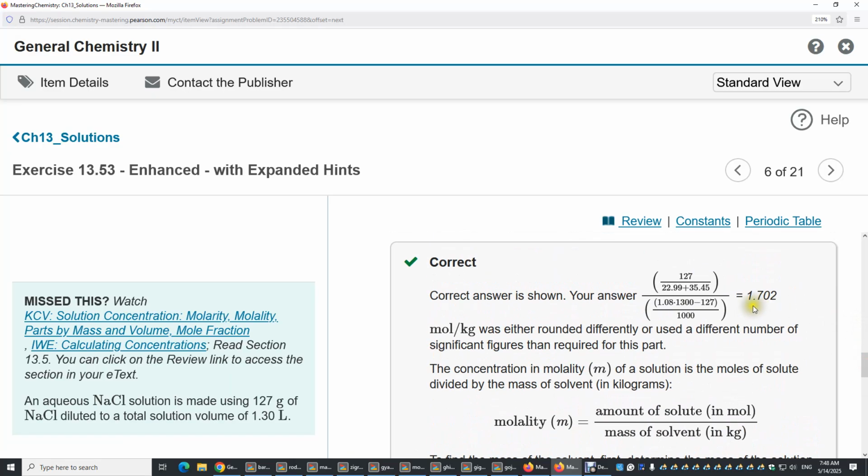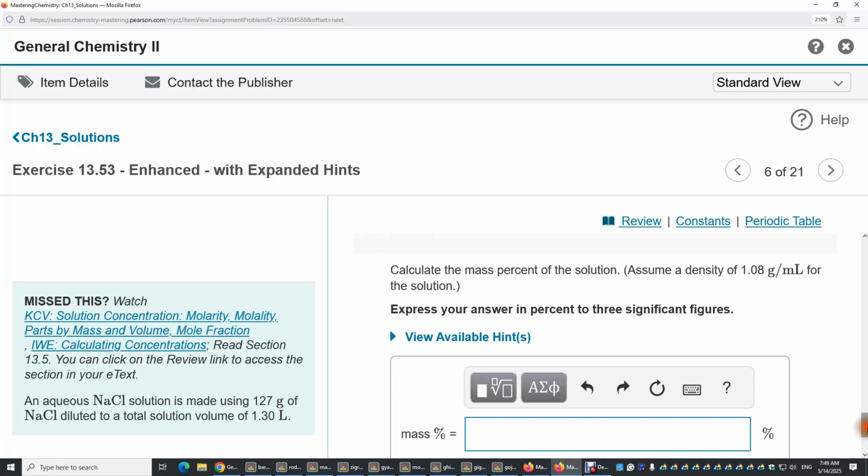You can see the molality is fairly close to molarity. This is just because when you have an aqueous solution, usually if you have 1 liter aqueous solution, it contains roughly 1 kilogram of water.